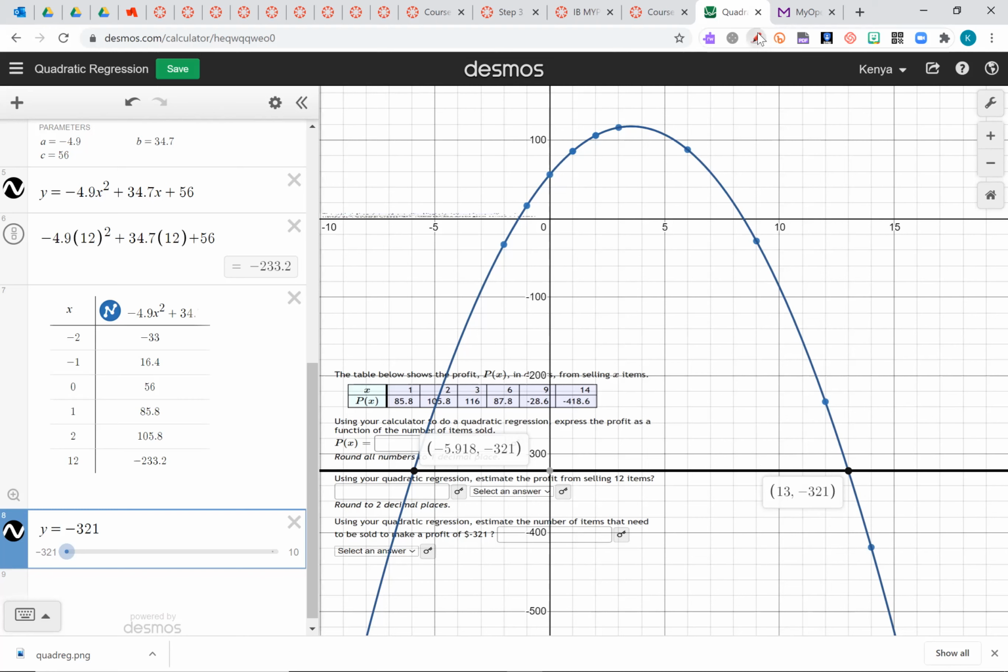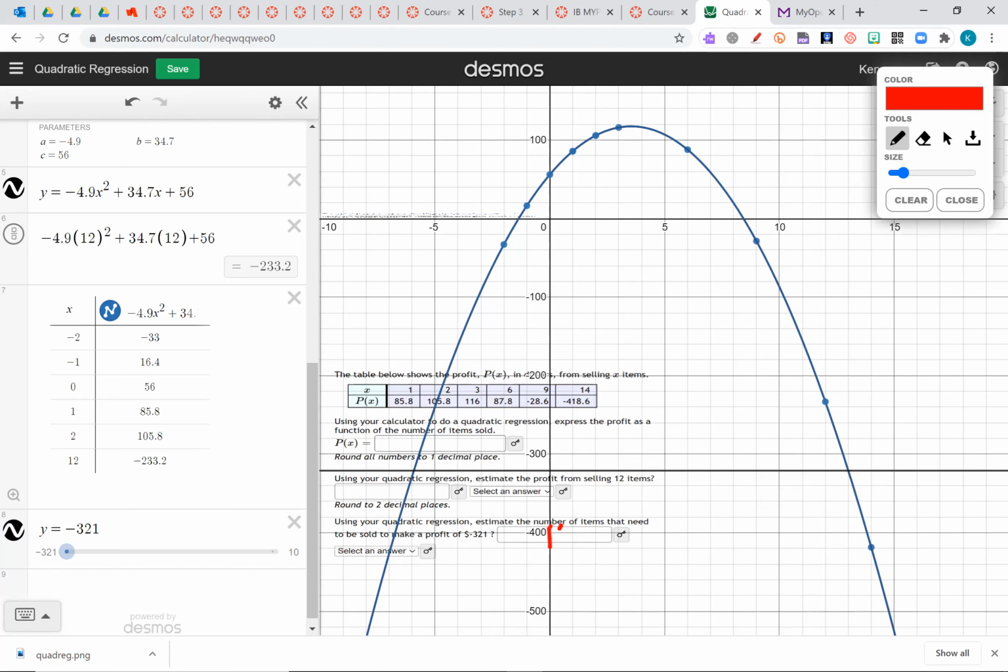So the way you write your answer is, all right, so those are the answers to the last two questions. And then our function can be written like, we don't want to write the y, right? We just want to use the same variables that they told us to use in the problem. So negative 4.9 x squared, right, plus 34.7x plus 56.